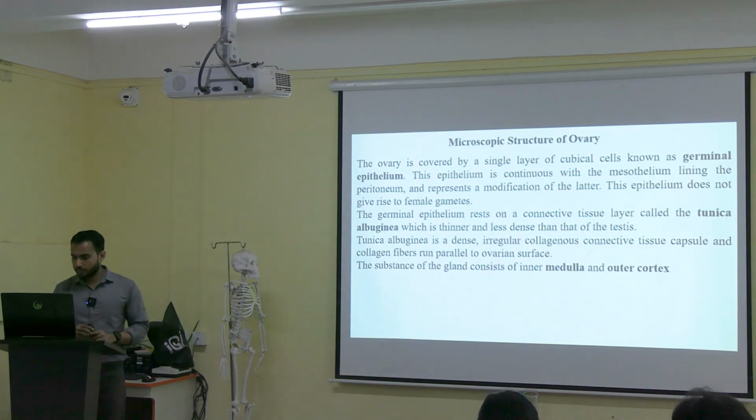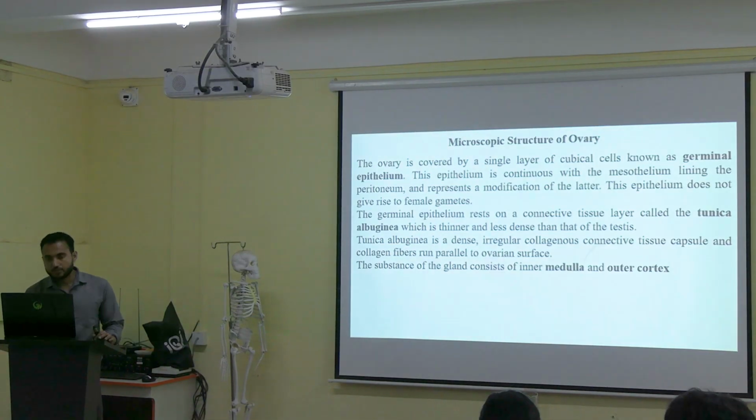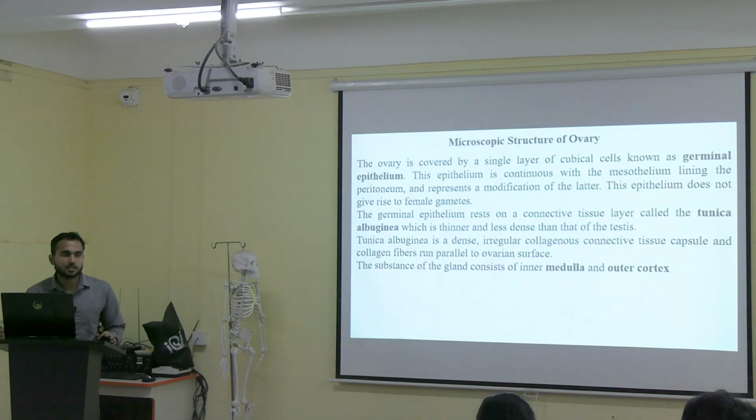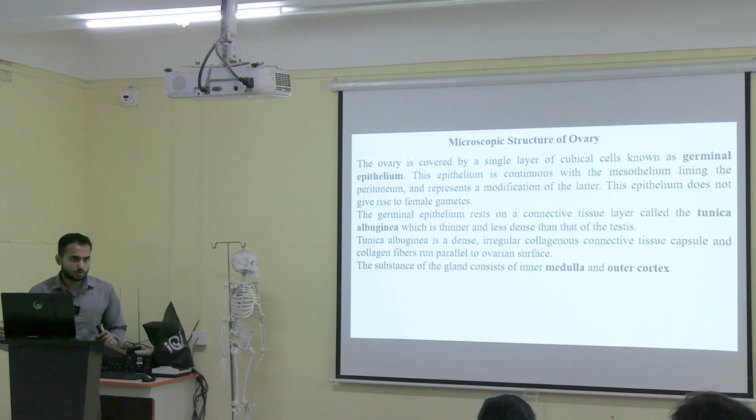Okay, next is the female reproductive system. Now in the female reproductive system, as I said, we will be discussing the reproductive organs, not the external genitalia. So in the female reproductive system, what will come first? Ovary. After that, the fallopian tube. Then the uterus. Along with the uterus, the cervix will also be there. So that we have to study in the female reproductive system.